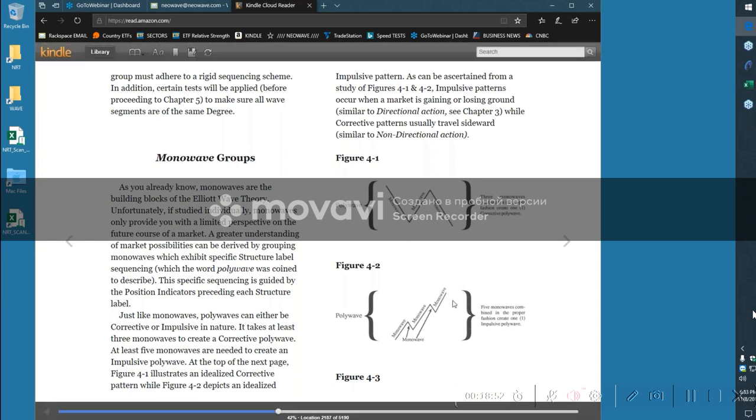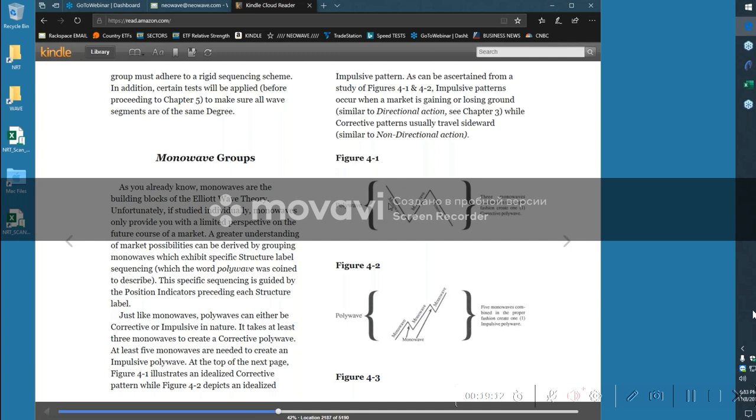If it's directional in movement, the odds are much better it's going to be an impulsive sequence. If not, it'll be a complex correction. But you should look at directional action initially as impulsive, and if it doesn't follow the rules, then it would default back to corrective. If it's mostly going sideways, then you would default it as corrective.